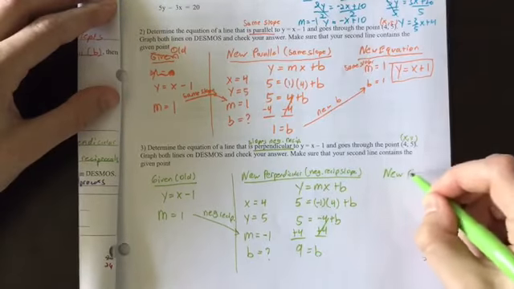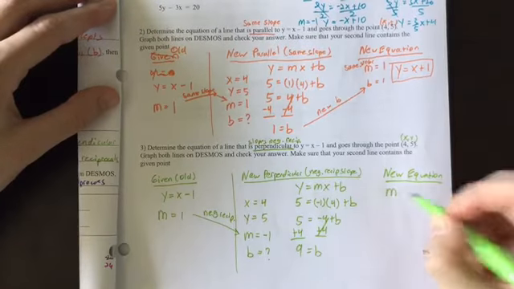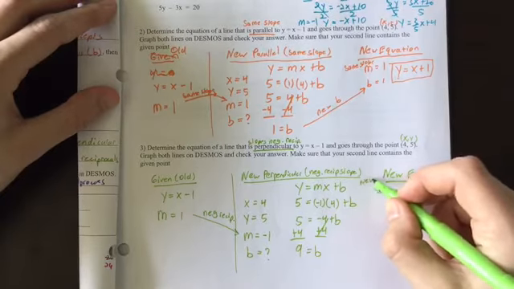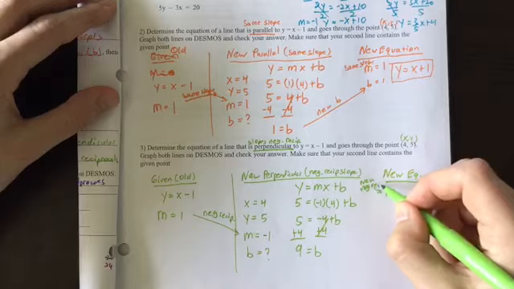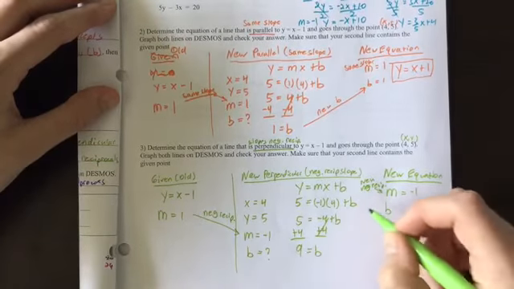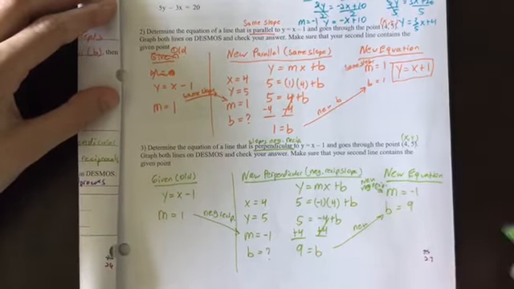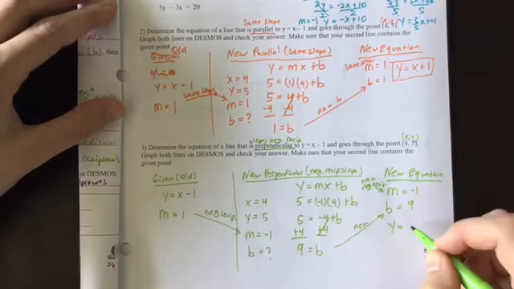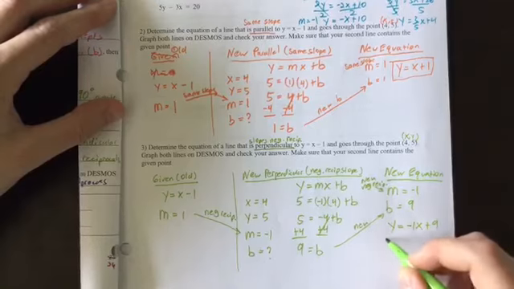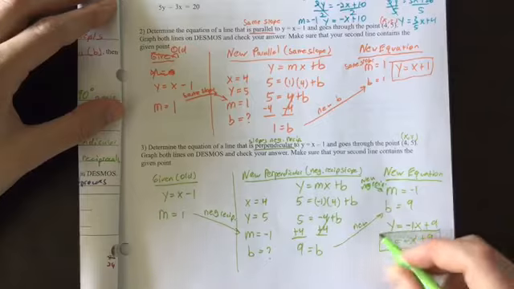Now we're going to write that new equation. When we write that new equation, we're going to use our slope, that new negative reciprocal slope, negative 1, and that new b value, right? We just got there. That new b value is 9. So we write our equation, y equals negative 1x plus 9, right? And we can just simplify that. y equals negative x plus 9.